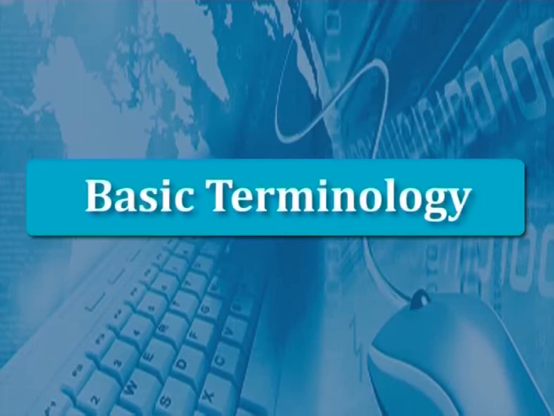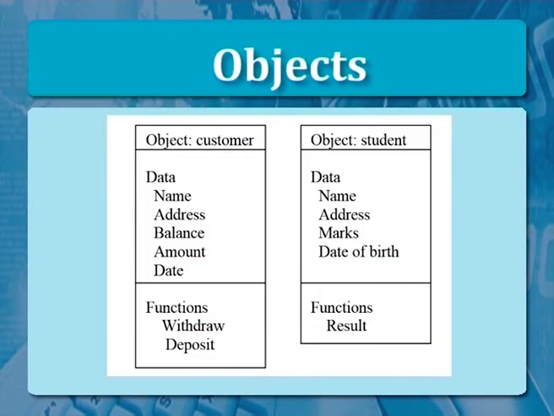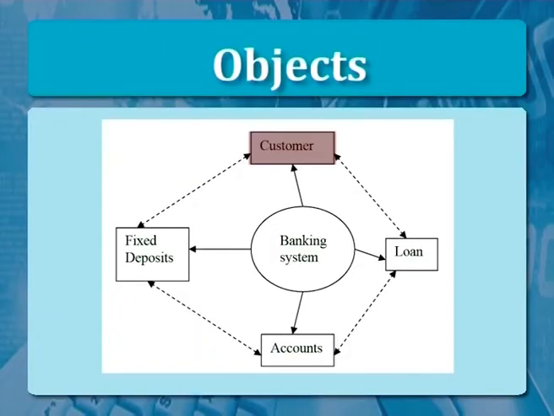Basic terminology. Before proceeding further, we must understand some of the basic terminology of OOPS. Objects. An object is a single unit comprising data and its functions. It is a basic runtime entity in an object-oriented system and is most closely related to the real world. The functionality of an object gives it a life, in the sense that it knows how to do things on its own. Customer, account, loans, fixed deposits, etc.